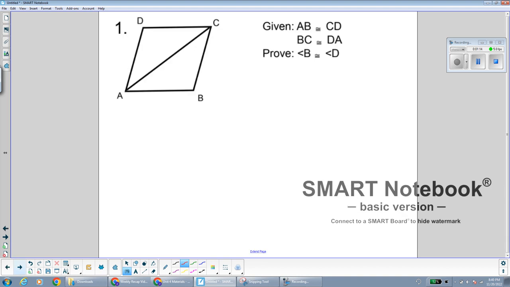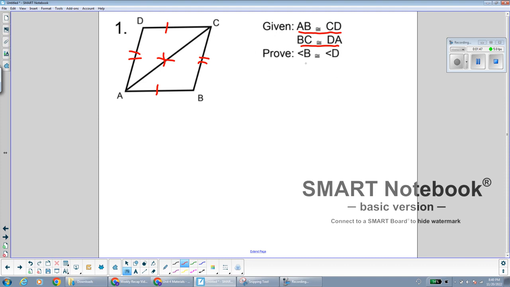Let's take a look at our given information for this proof. So our given information tells us that AB is congruent to CD. So I'm going to mark that in my diagram, which is always my first step for writing any proof, marking my diagram with the given information. I also know that BC is congruent to DA, so I'm going to mark that into my diagram as well. And I also know the shared side between the two triangles, so I can say that AC is congruent to itself, and that would be by the reflexive postulate.